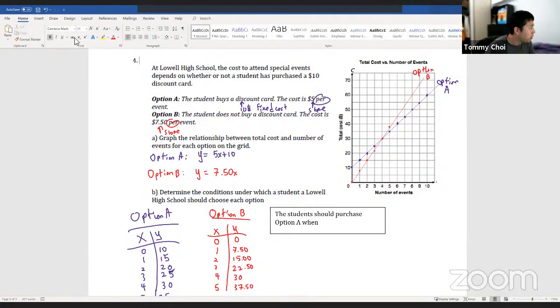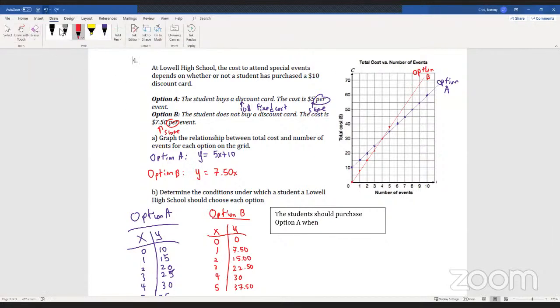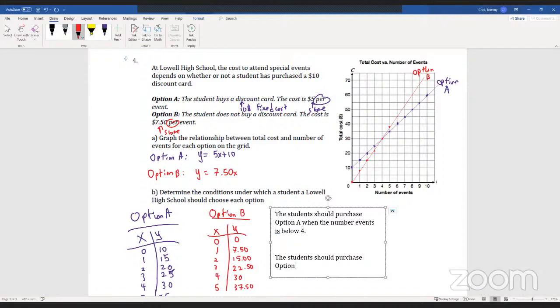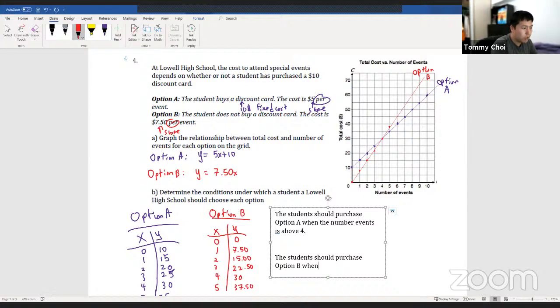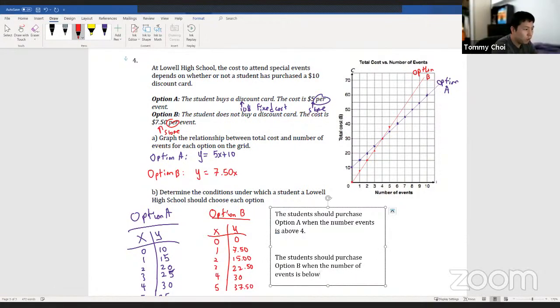Yes, Mercel, feel free. What's the condition? For option A, when the number of events is below 4. When the number of events is below 4. 4 events. Okay. Someone else want to go tell me for option B? Oh wait, I made a mistake. That's the opposite. After 4. So above 4 is what you mean, right? So option B then would be when the number of events is below 4.